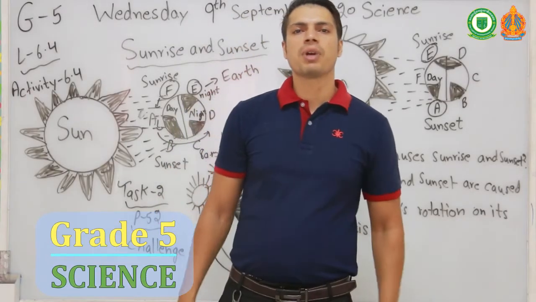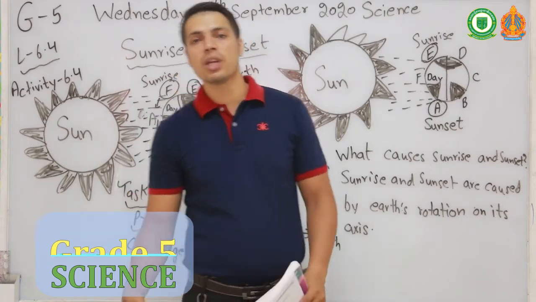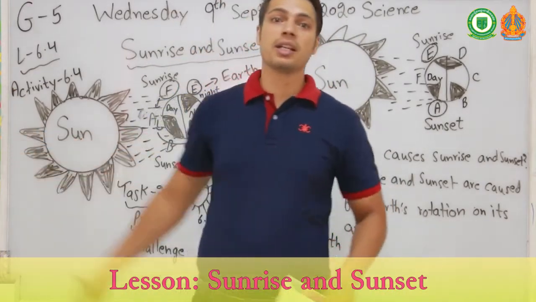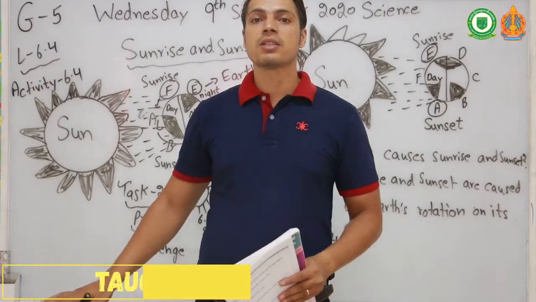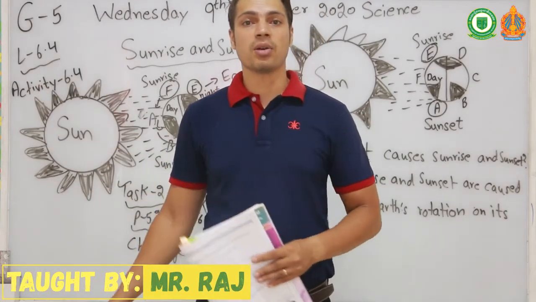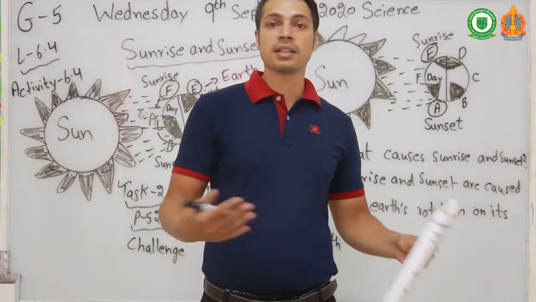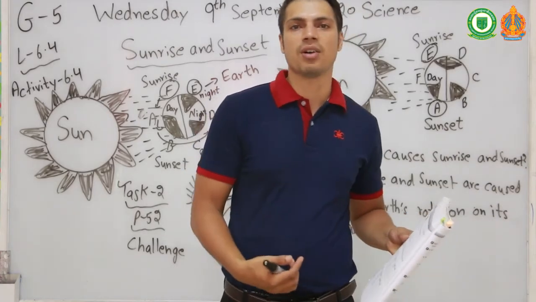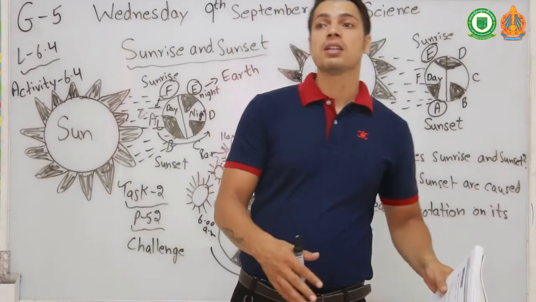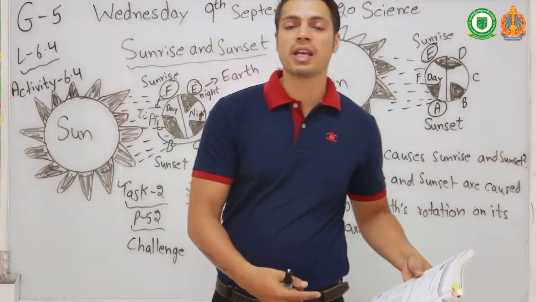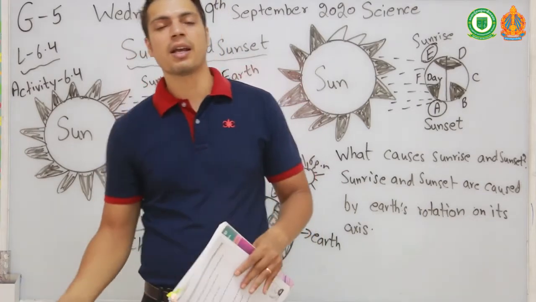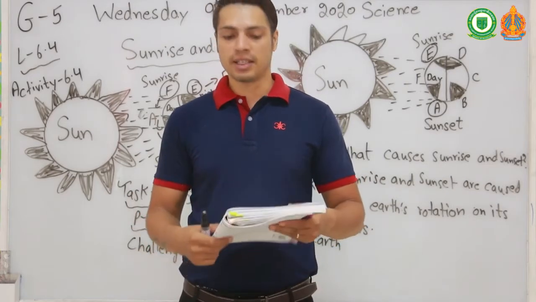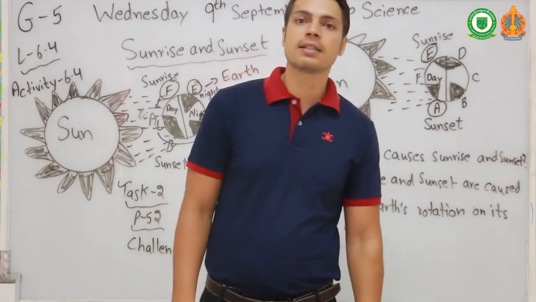Hello students, welcome back to our second video for today. Today we are learning about sunrise and sunset. We get up in the morning, we see outside, we see sunlight, so that means we have sunrise. In the evening, when the sun goes down, we start to see dark. That means we are facing sunset. Sunset and sunrise are part of the day. Why do sunrise and sunset occur? Because the Earth is rotating on its axis, that's why we see sunrise and sunset.